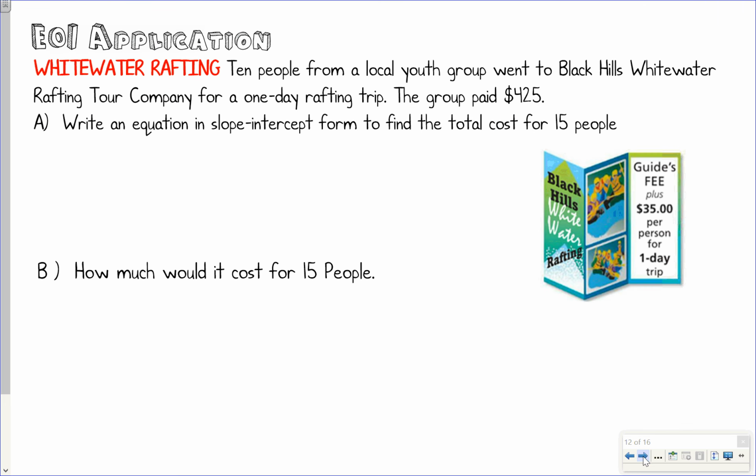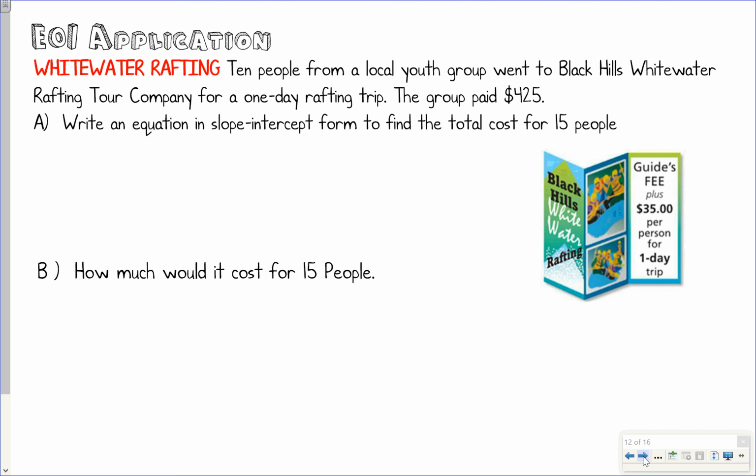Alright, look at this one real quick. Next time you might see a problem like this on the EOY test. Whitewater rafting. 10 people from a local youth group went to Black Hills Whitewater rafting tour for a one-day rafting trip. The group paid $425. Write an equation in slope-intercept form to find the total cost for how many people? 15, okay? Look at the little brochure on the right.